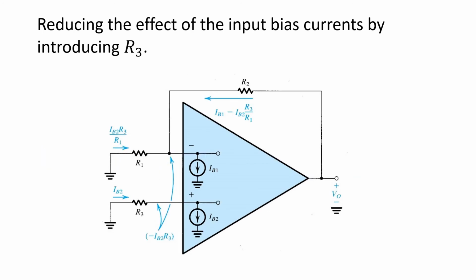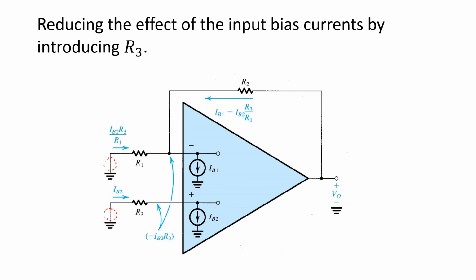Now, there's a simple technique to reduce the effective input bias current, simply by introducing an additional resistor in series with the positive op-amp terminal. We're going to choose this resistor value so that a similar voltage drop arises due to the two input bias currents, IB1 and IB2. We can introduce this resistor R3 again in both the inverting and the non-inverting configurations. In the inverting configuration, the input would be connected here. In a non-inverting configuration, the input would be connected here.